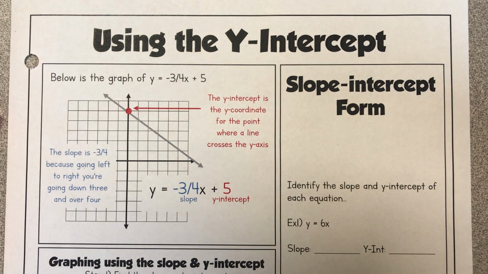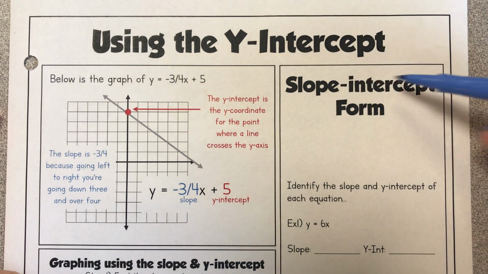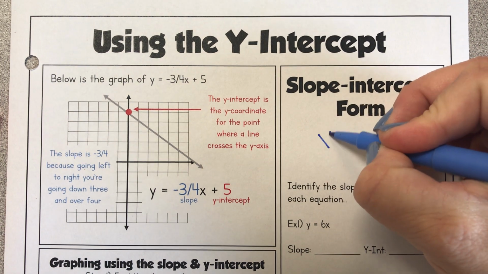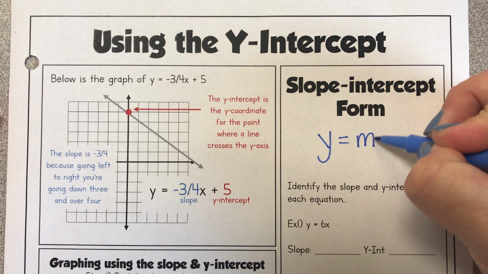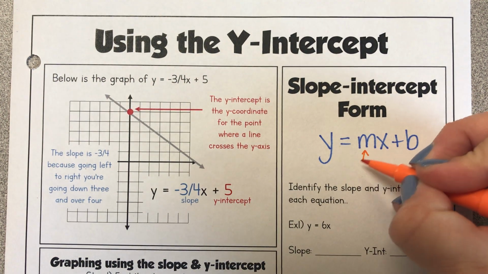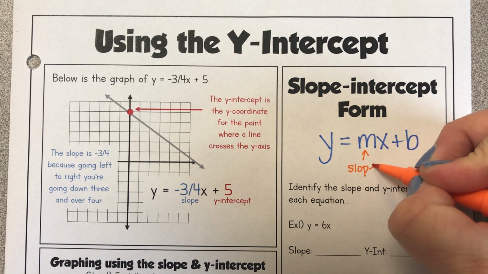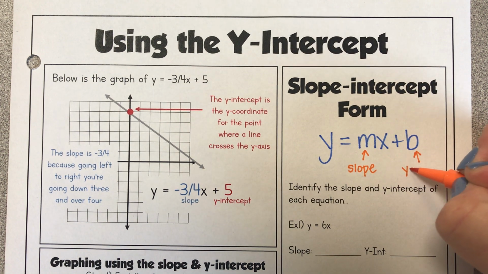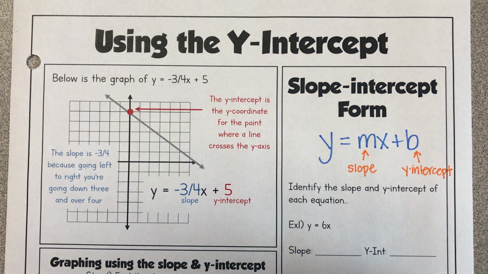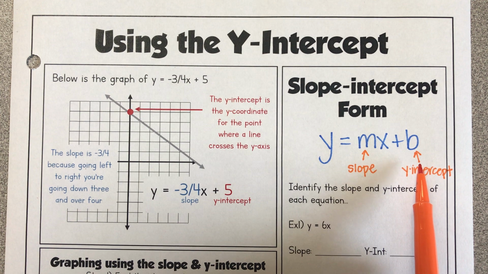Okay, so today we're going to talk about using the y-intercept. And the first thing we're going to use it for is something called slope-intercept form. Slope-intercept form is when you have an equation that's in the format y equals mx plus b. Y equals mx plus b. And m is going to be your slope, and b is going to be our y-intercept. Okay, every single time, slope, y-intercept.